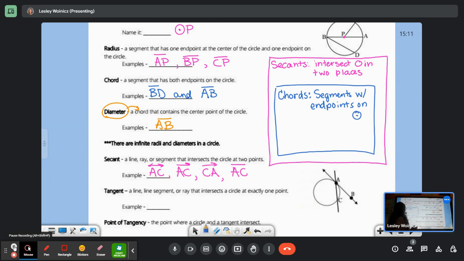I should have put like a little dot in my circle up here. Would you add a dot? Thank you very much.